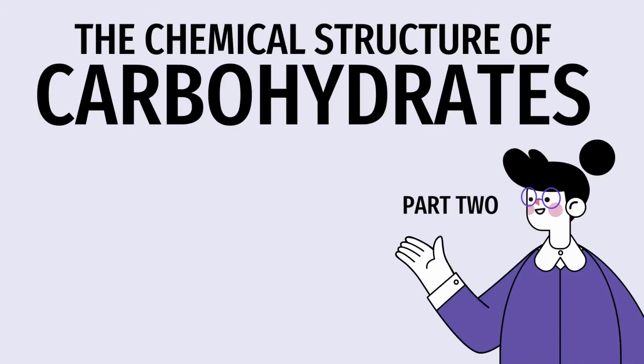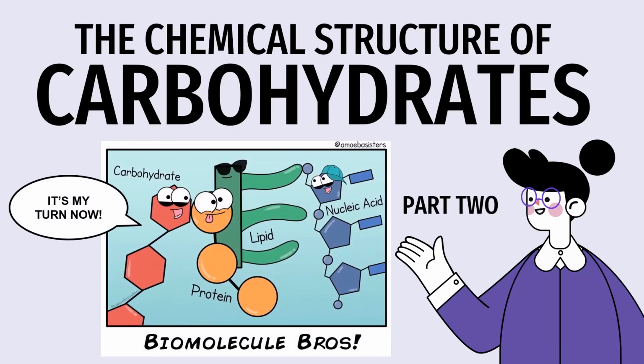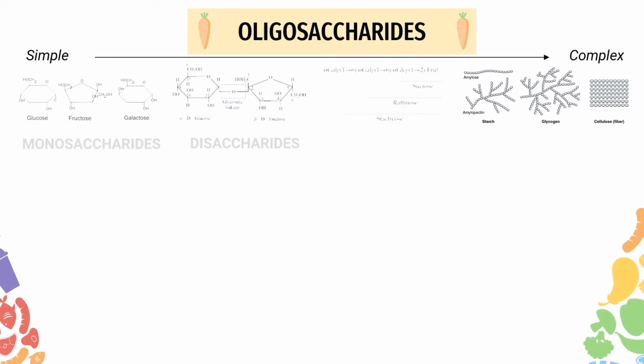Okay, let's continue our topic of carbohydrates. Now we will be discussing polysaccharides. Carbohydrates composed of 3 to 10 monosaccharide units are classified as oligosaccharides. Carbohydrates with more than 10 monosaccharide units are classified as polysaccharides.